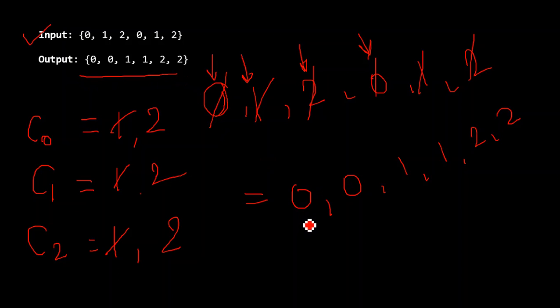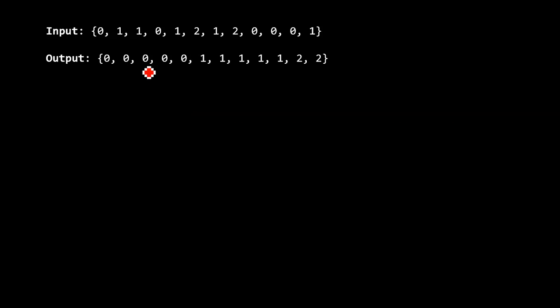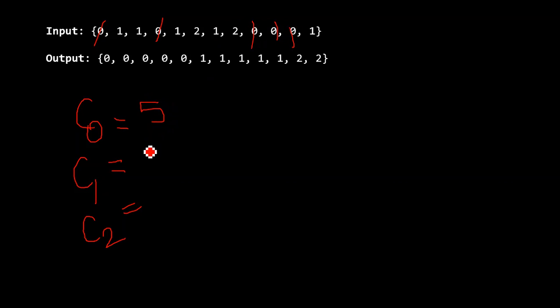Now see the second example. It's the same approach: c0, c1, c2. Just count the number of zeros: 1, 2, 3, 4, 5. So we have five zeros. How many ones do we have? 1, 2, 3, 4 and 5. So we have five ones also. And how many twos do we have? It's 1 and 2, so it's 2.